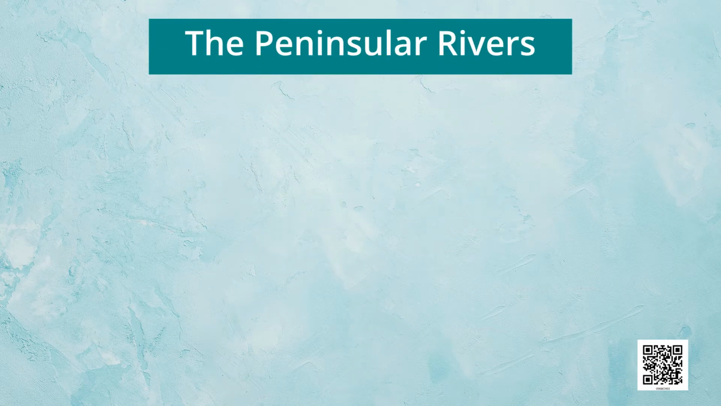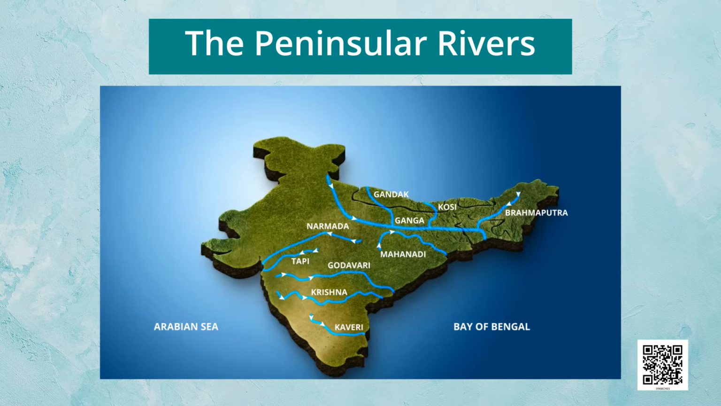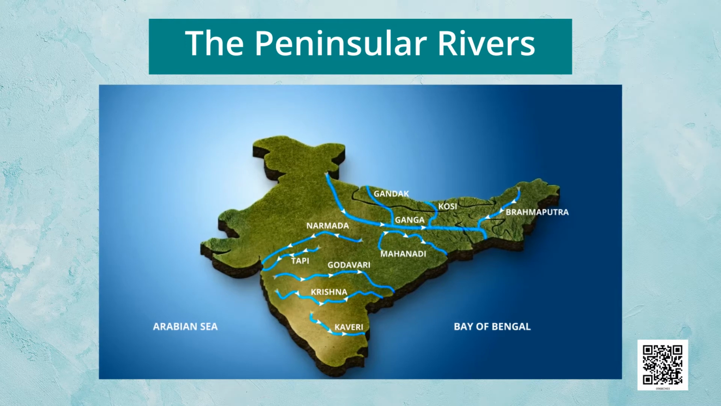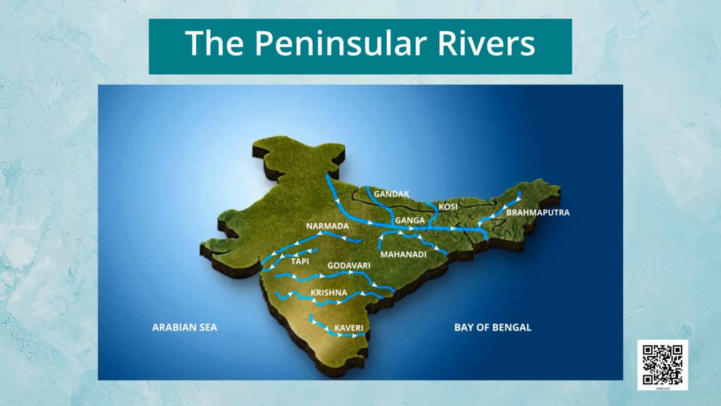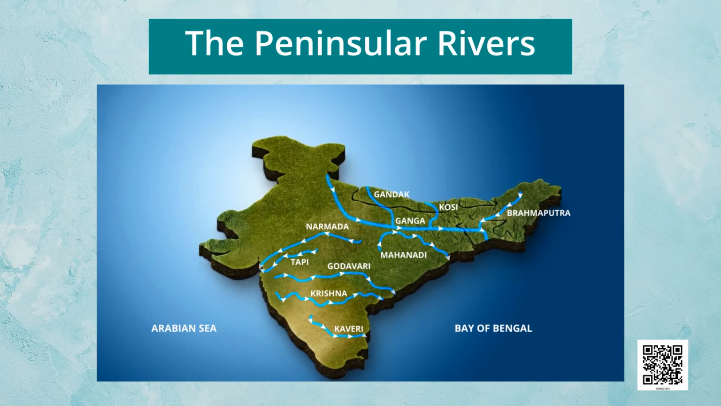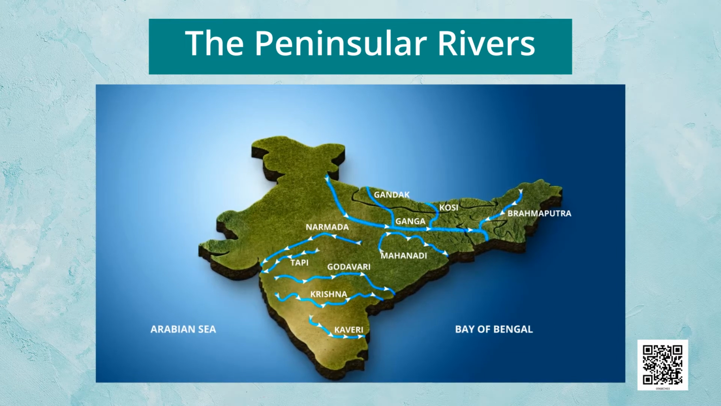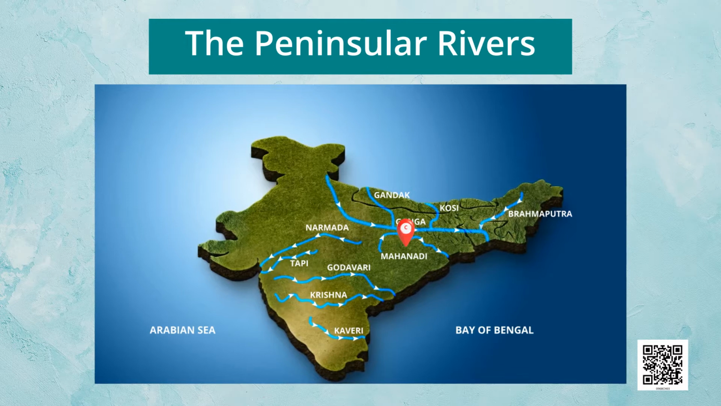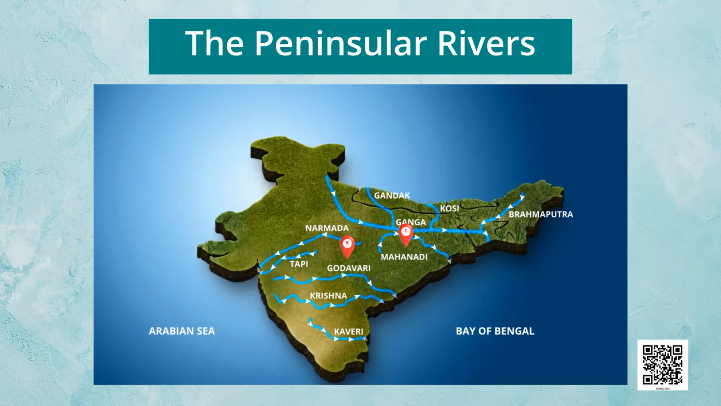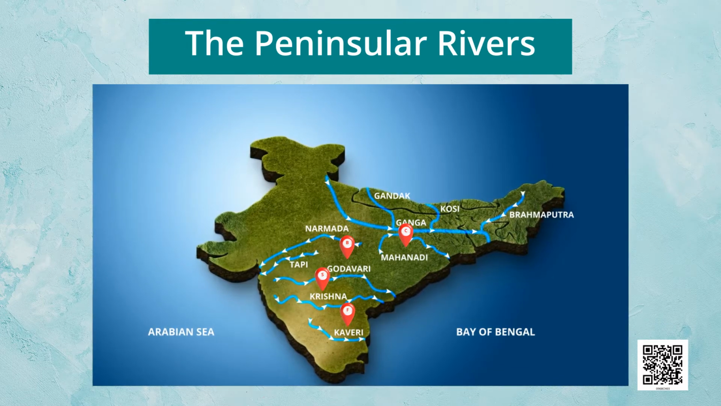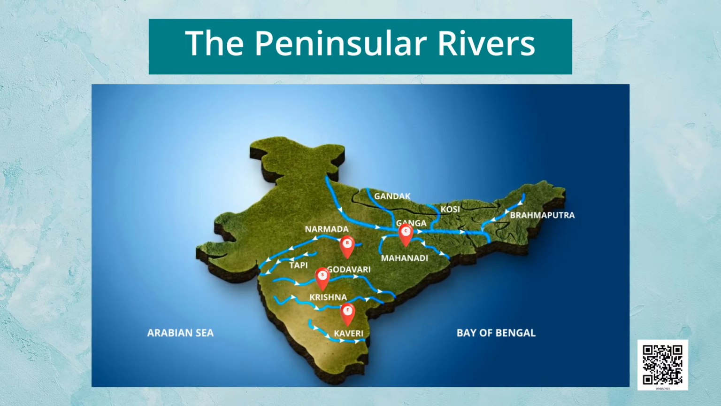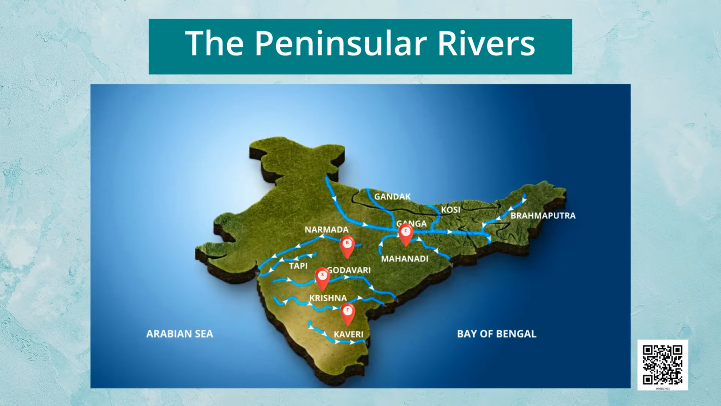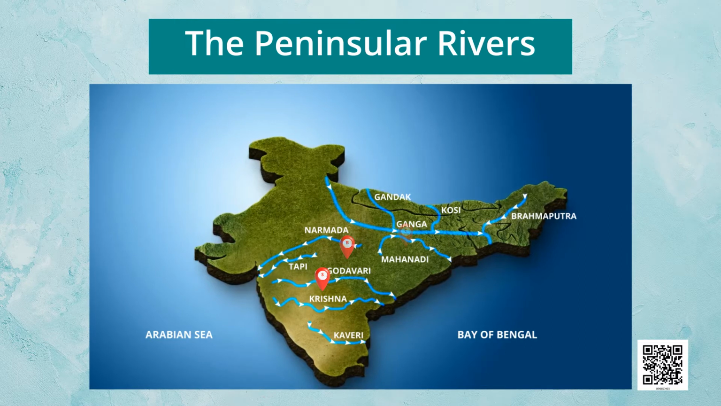From here, we move to the peninsular rivers. The main water divide in peninsular India is formed by the Western Ghats, which run from north to south close to the western coast. Most of the major rivers of the peninsula, such as the Mahanadi, Godavari, Krishna and Kaveri, flow eastwards and drain into the Bay of Bengal. These rivers make deltas at the mouths.